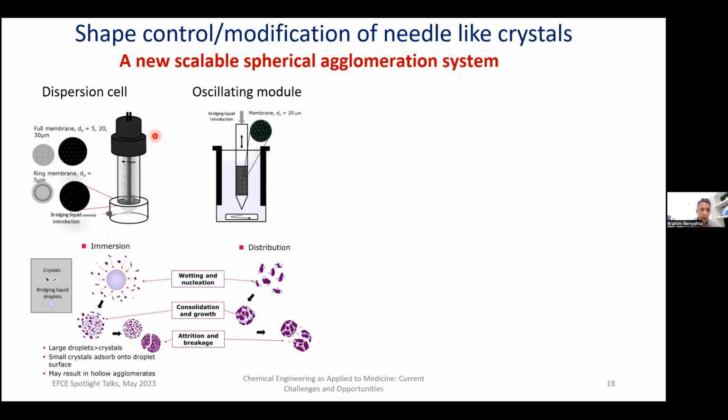Here we have used for the first time a dispersion cell, because one of the biggest challenges in spherical agglomeration is to control the bridging liquid that we use in general to bring the crystals together. The best way to achieve a better control of the droplet size is to use a membrane, and this is what we have achieved. This is very important because the droplet size determines the mechanism by which spherical agglomeration happens. If we have very large droplets, usually the most dominating mechanism is the immersion, leading to large spherical agglomerates. Whereas if we have very small or tiny droplets of the bridging liquid, we tend to have the distribution mechanism, leading to a very poor distribution of the spherical agglomerates.